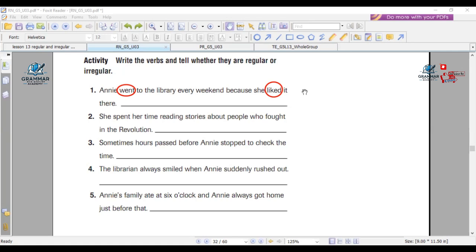Yes, mister. She spent her time reading stories about people who fought in the revolution.